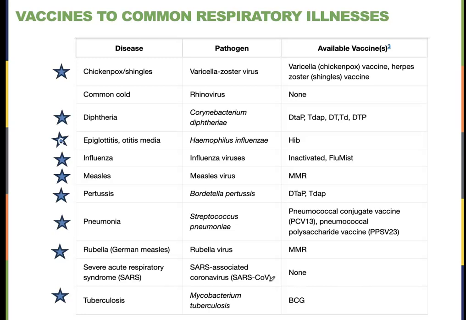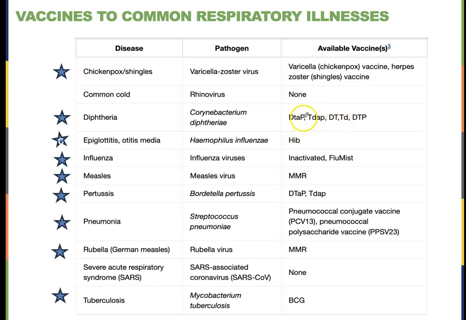All right, so we want to start off with some vaccines. I know that there's a lot of vaccines, but you should know them. Some of them you've heard of before. There is a vaccine for chickenpox. It's called the varicella vaccine. There is no vaccine for the common cold because it's caused by so many different viruses. There is diphtheria. So diphtheria is DTaP. Sometimes it's written different ways.